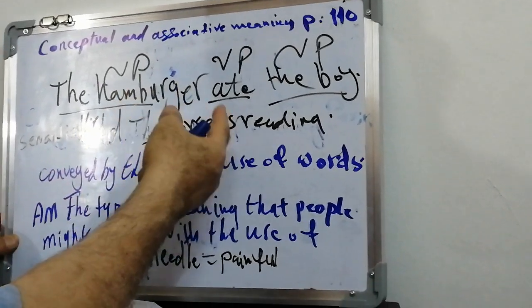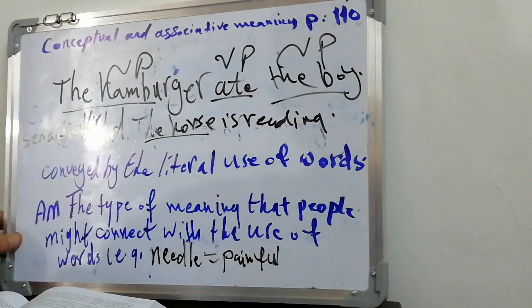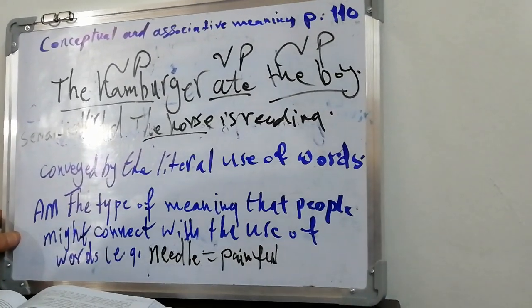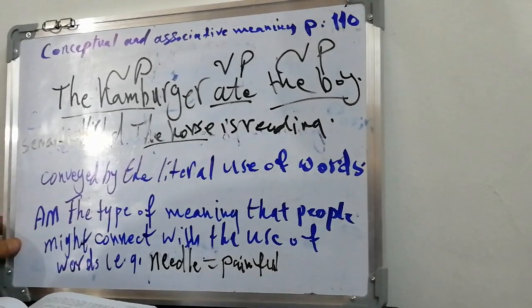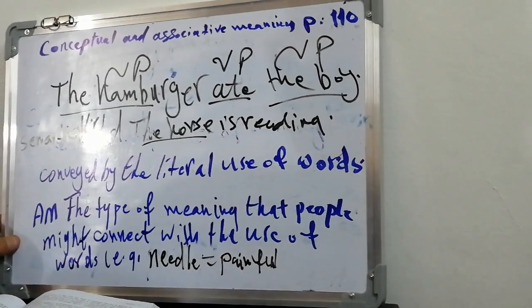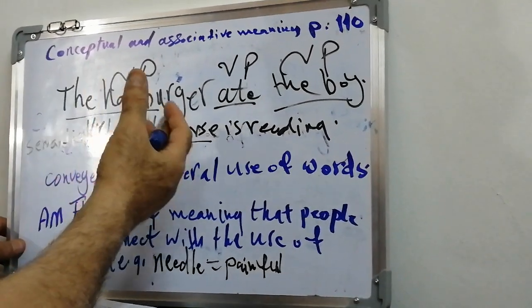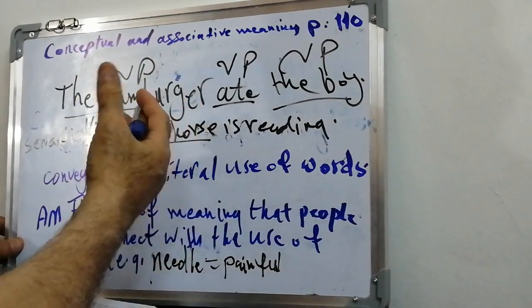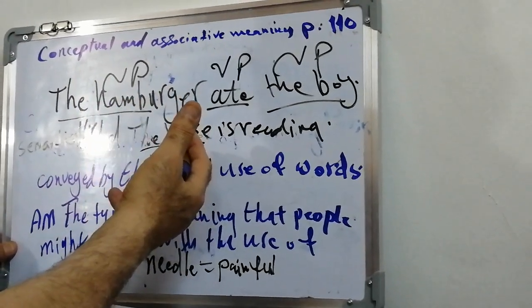Why? Because when you go to the dictionary, you find the definition of the word horse: it is a large, strong animal that people ride and use for pulling heavy things. Now see, this is the meaning of the word horse. So a horse cannot read, because we know that only human beings can read.